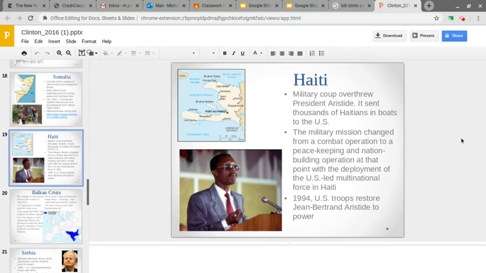There was a military coup in Haiti as well. They overthrew their president, and thousands of Haitians fled when that happened. So we saw a big influx in Haitian immigrants. Eventually, in '94, U.S. troops were able to restore Aristide's power. So they helped him get his office back.